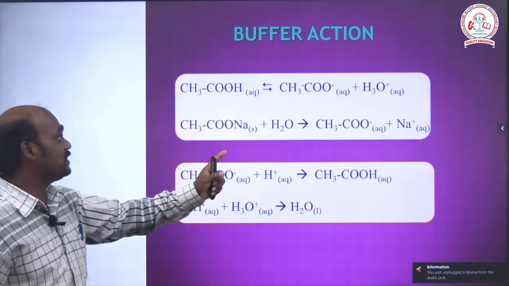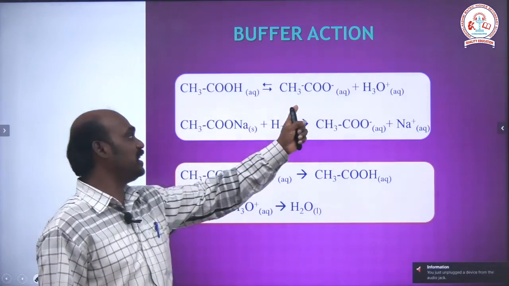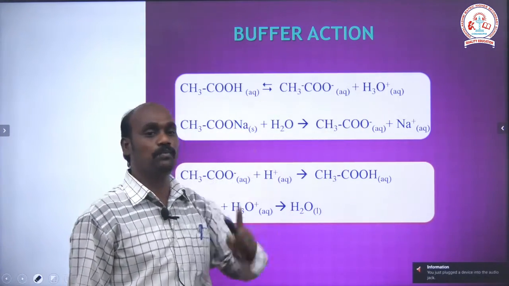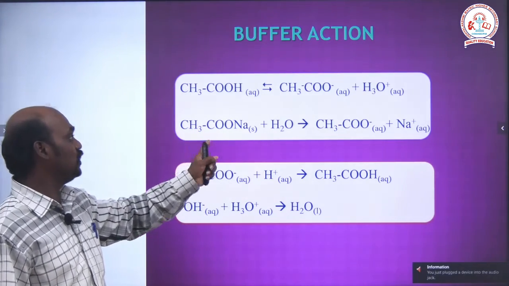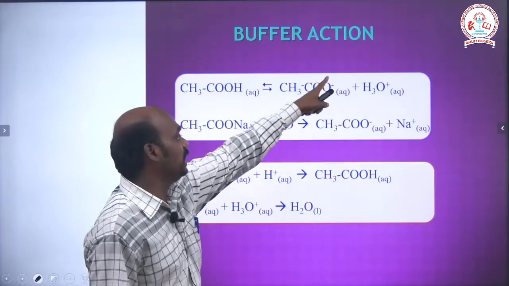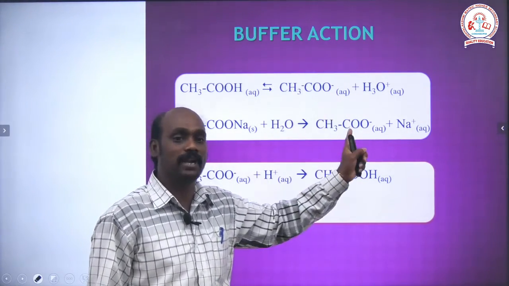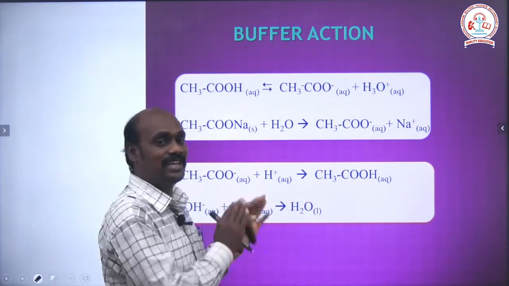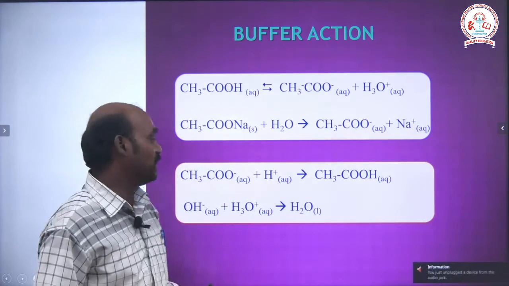Okay, so here let us take acetic acid. Acetic acid is a weak acid which dissociates into acetate and H3O+ ion. By adding a common ion, that is sodium acetate, to the acetic acid, it produces acetate and Na+ ion. Here the CH3COO- ion is considered the common ion. So this is an example of an acidic buffer.